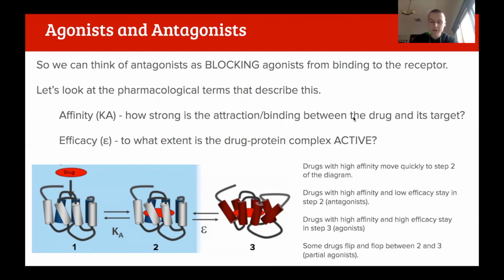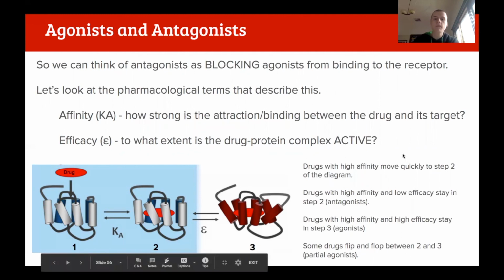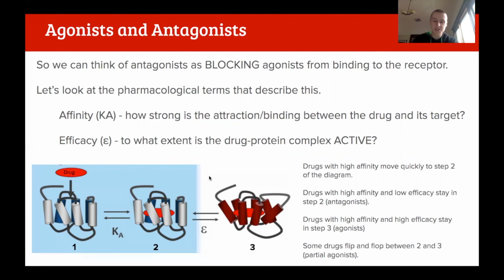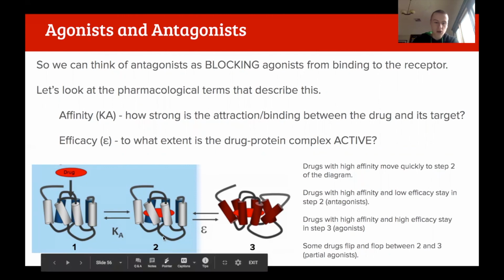So when it's active, we know that the shape has been changed. So high efficacy means that the drug is what we call an agonist. Whereas if the drug has 0 efficacy, it's going to spend all its time in stage 2 with the protein's shape not changed at all. So it's going to be inactive.